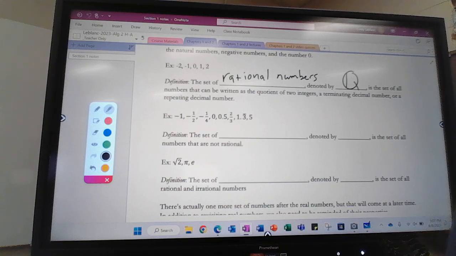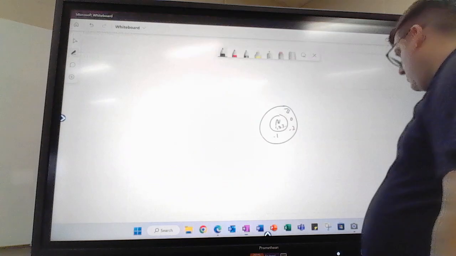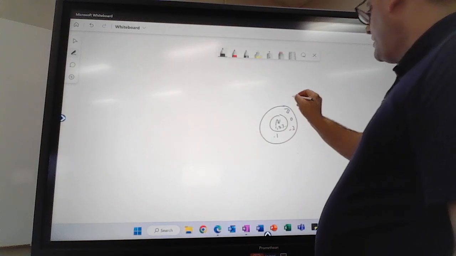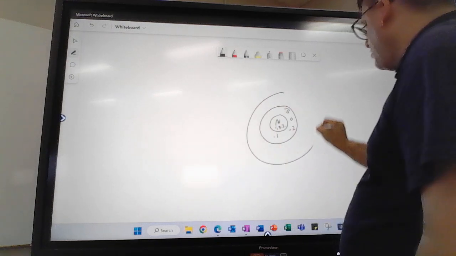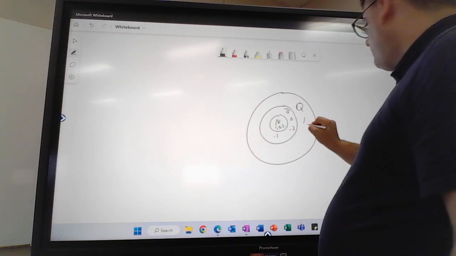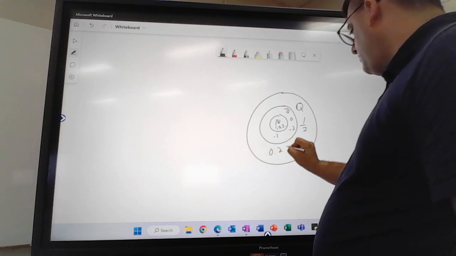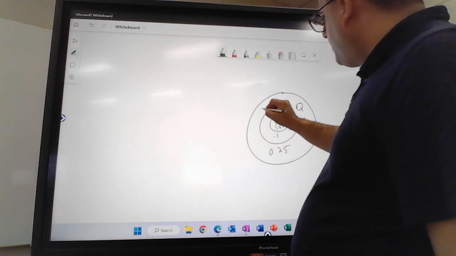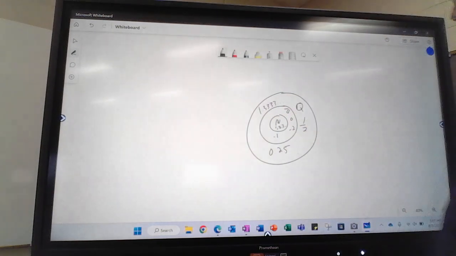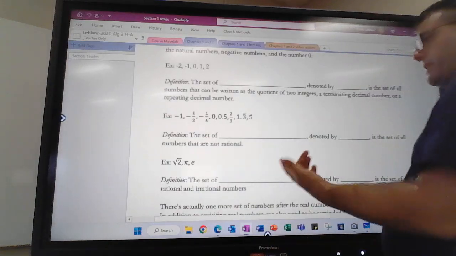So when we look at our mathematical universe, you got your natural numbers, you got your integers, and then you have your rational numbers. So I'm going to put 1/2, I'm going to put 0.25, 1.3333, and so on and so forth. Those are my rational numbers. Okay. We could actually go even further.